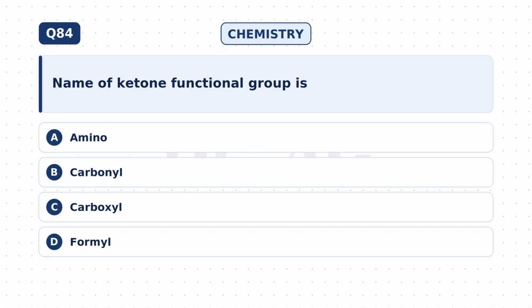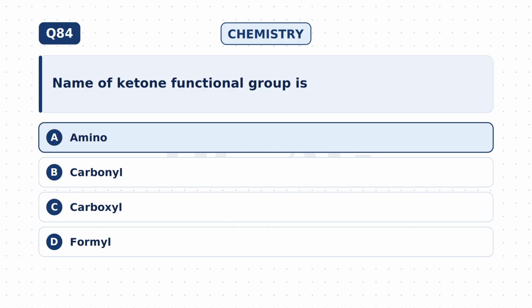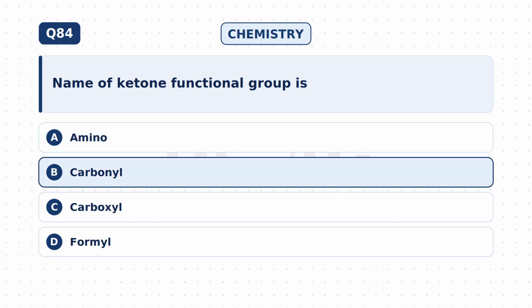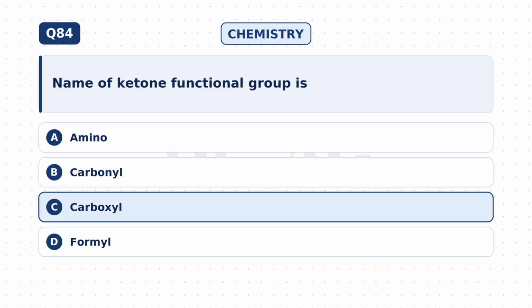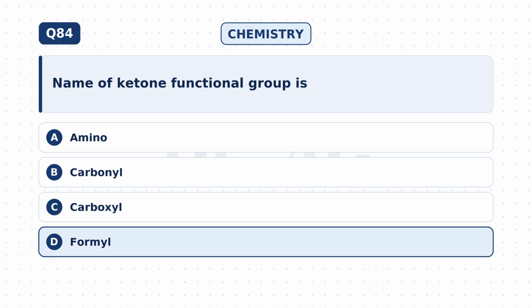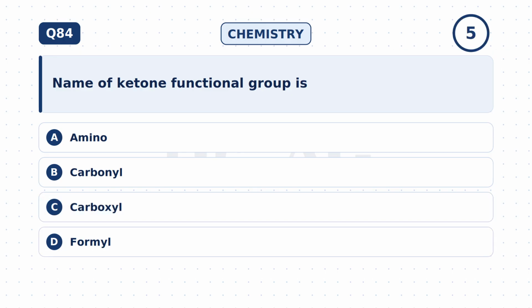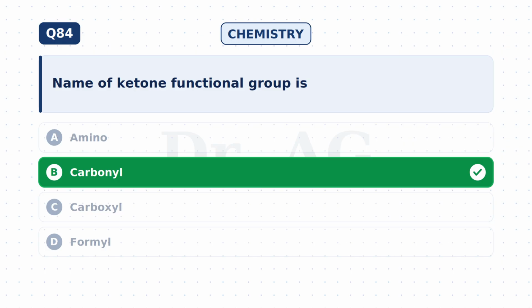Question 84. Name of ketone functional group is? Option A, amino. Option B, carbonyl. Option C, carboxyl. Option D, formyl. The correct answer is B, carbonyl.